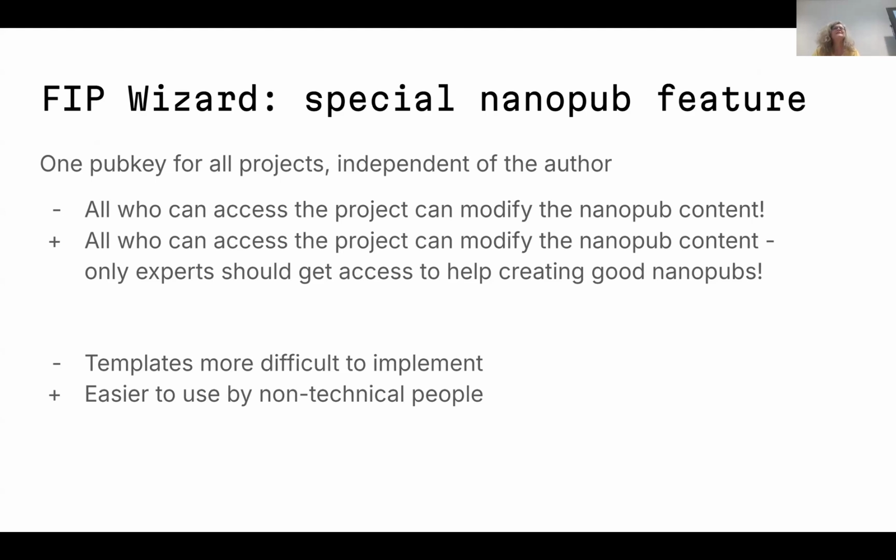So the special Nanopub feature here is that for the whole FIP or Data Stewardship Wizard instance, you have only one public key. It's not yours. It's the public key of the wizard. Everybody who creates projects has the same public key, but the provenance is associated to the person. It has pros and cons. If you let them access the project, they can modify the Nanopub content before publishing it. But you should just let experts in to help you get better content. So I think it's also a benefit.